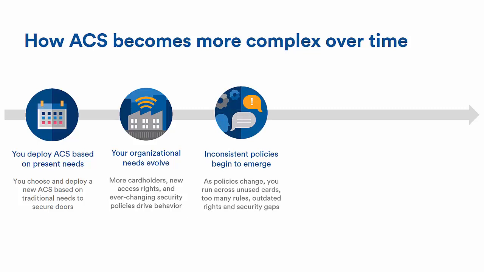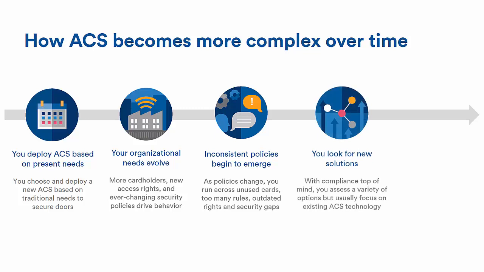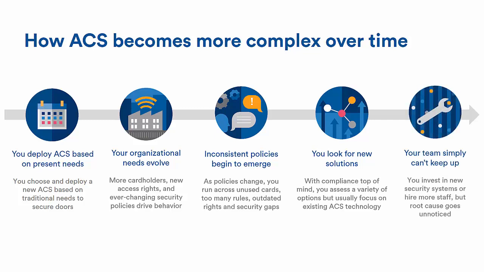Your customer starts to see inconsistent policies that begin to emerge. As policies evolve, they run across unused cards, too many access rules, outdated rights, and security gaps. The access control databases become polluted over time, especially when disparate systems can't talk to each other, therefore duplicating efforts and data. With compliance top of mind, your customer starts assessing a variety of options, but usually focuses on existing access control suppliers. They invest in a new security system or hire more staff, but the root problem goes unnoticed.